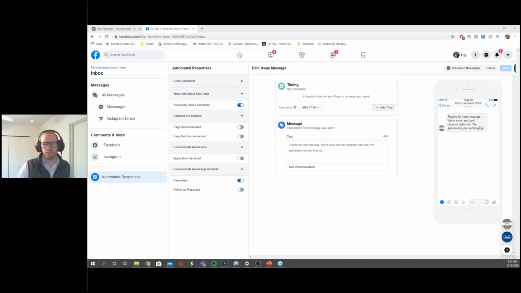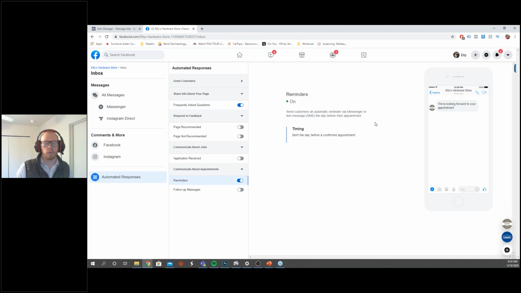You can also have away messages like this one, which says, hey, thanks for your message. We're away right now and can't respond. We appreciate you reaching out. Well, you could add, we'll get back in touch first thing tomorrow. For instance, if they send a message after you're closed or something like that, or if it was a holiday, things like that. You can also set up automated reminders. I don't know how necessarily useful this is with this industry, but if you have appointments or a big client coming in, you can have appointments here as well.